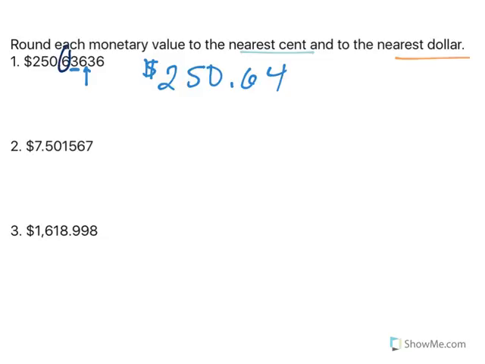So the nearest dollar would be 251, because 6 rounds up. I'm not going to put the dollar sign for all these because yes, I am that lazy. All right, nearest cent, 1 rounds down, so 750. Looking at nearest dollar, 5 rounds up, we're looking at 8.